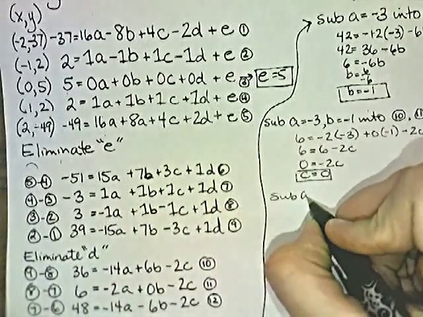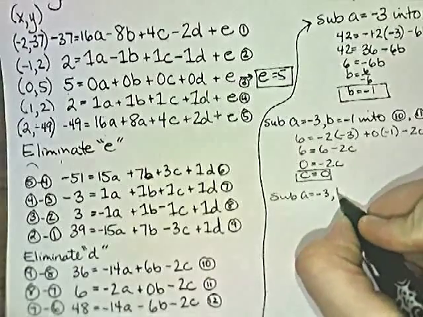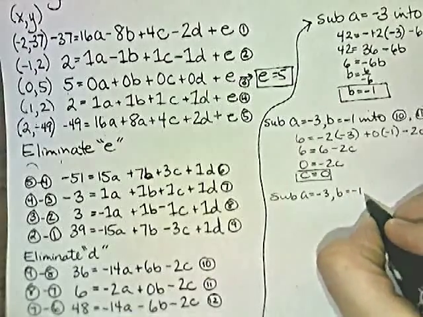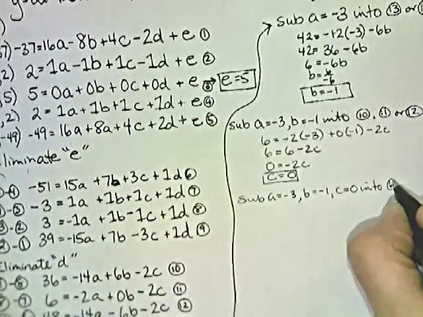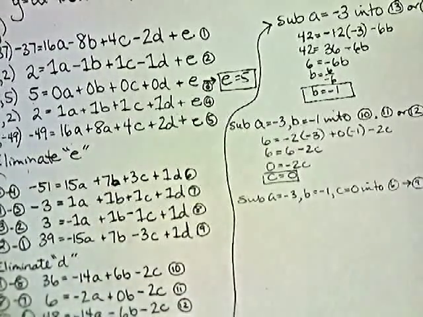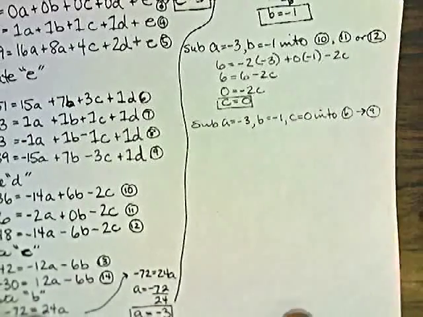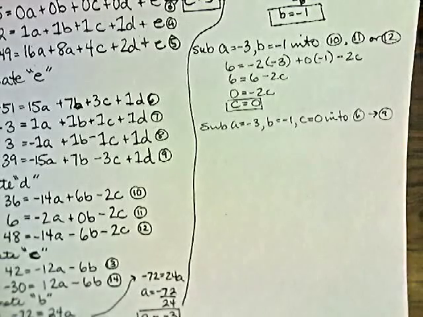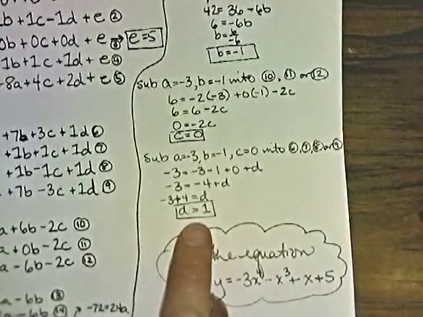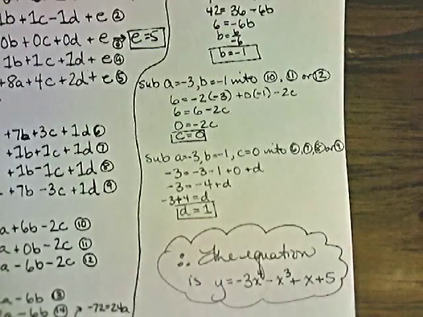But we're going to substitute an a of negative 3, a b of negative 1, a c of 0 into either 6 anywhere to 9. Any of those equations will allow you to be successful in finding the value of d. So pause the video, do that now, see what d is. All right, did you get a d of 1? If not, take a peek at where you went wrong.